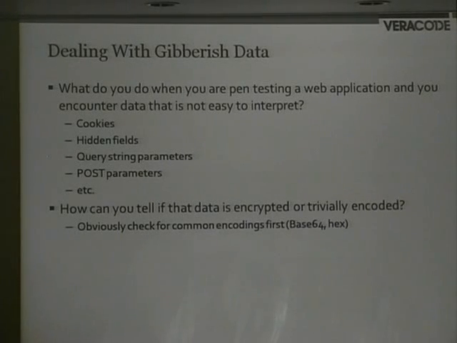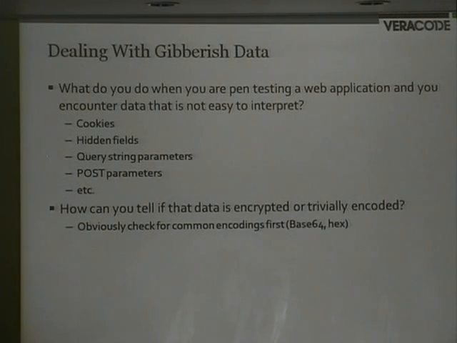Okay, so when you're doing a pen test of an application, a lot of times you run into what I like to say is gibberish. Just query strings that are long strings of text, and cookies that are incomprehensible. You don't know what's in there. You can just see there's a lot of letters and numbers and symbols, and you don't really know exactly what it is. So that happens all the time. Post parameters, hidden fields all over the application as data is being passed around.